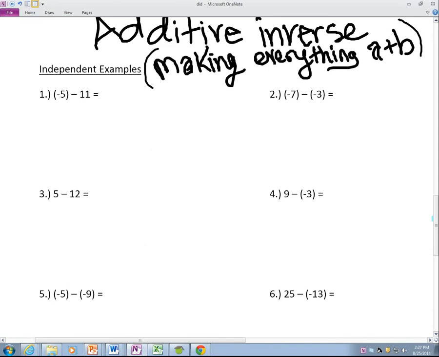And you should have written what the additive inverse is on the bottom of the front side of that page. And we're going to be practicing with that now.